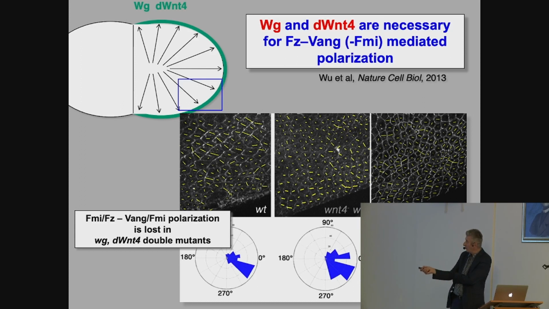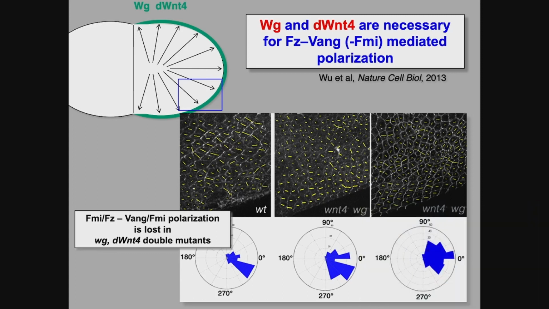So in wild type, all the cells polarize towards the margin, so you can see these yellow polarity vectors pointing towards the margin here in this sector. And in a double mutant, you lose polarity, it becomes random, with shorter polarity orientation and polarity strength.